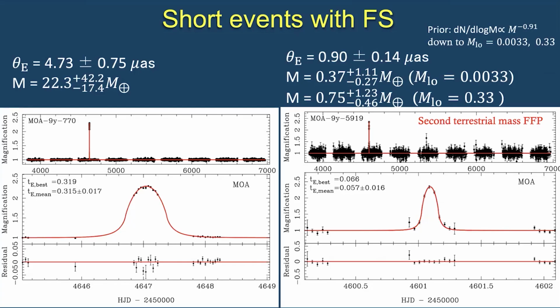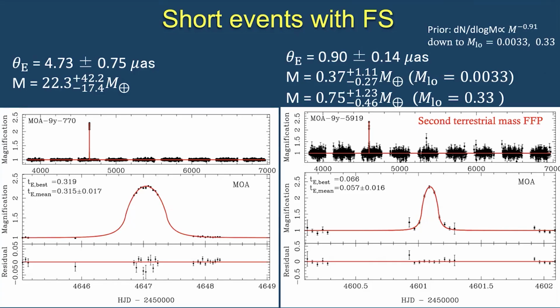So we tested different low mass cutoffs, even higher than this mass, meaning excluding this object from the statistical analysis, but the power law doesn't change. So the shape of the power law is mostly determined by the high mass objects. Okay, that's really interesting. Thank you.